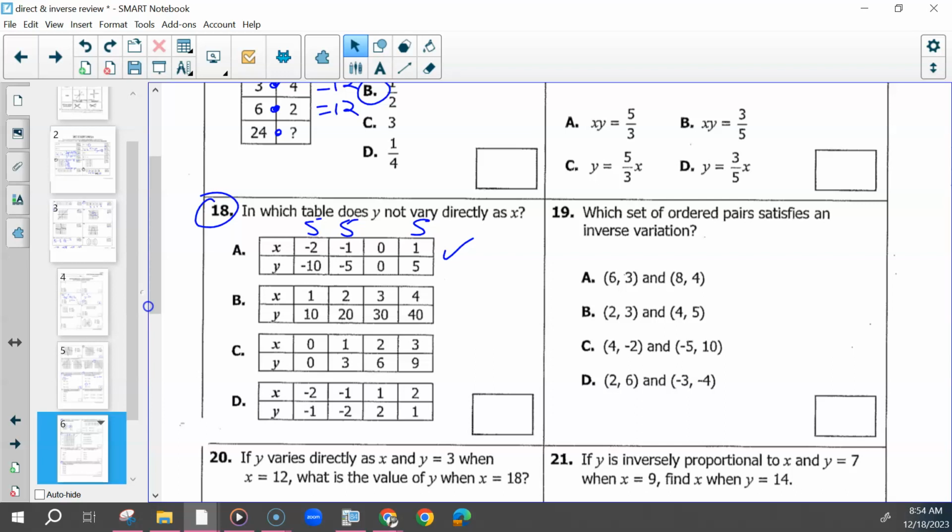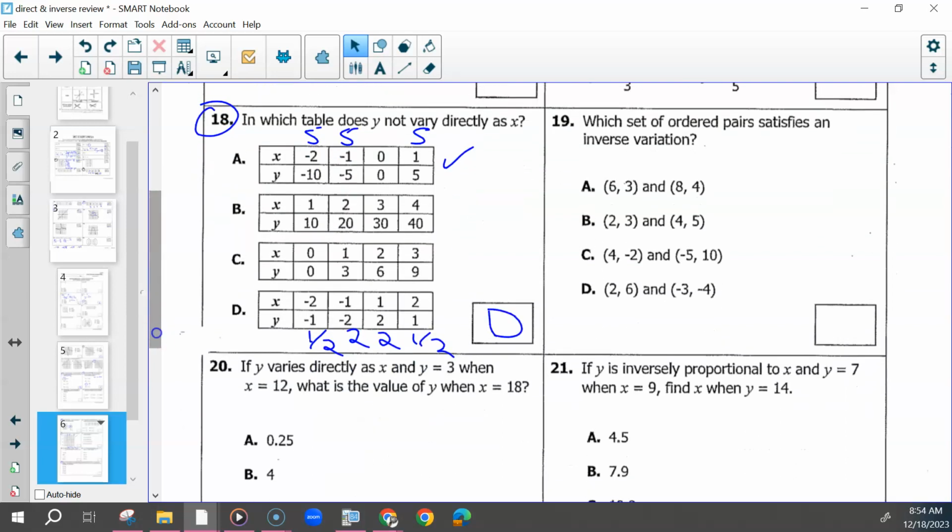So that one is, you said it's D, so negative 1 divided by negative 2 is positive 1 half. Negative 2 divided by negative 1, that is positive 2. 2 divided by 1, 2. And then 1 divided by 2. So that one is not direct because the k values are not the same. So this goes to the origin, so that counts already. 3 divided by 1, 6 divided by 2, and 9 divided by 3. But we also found that D was already the answer, so everything else passed.